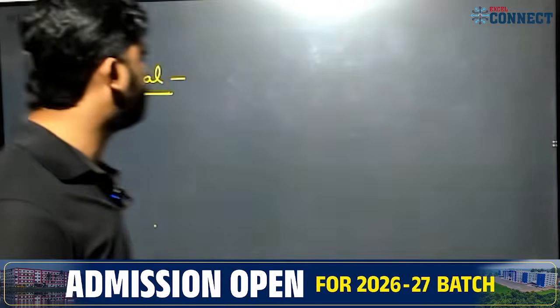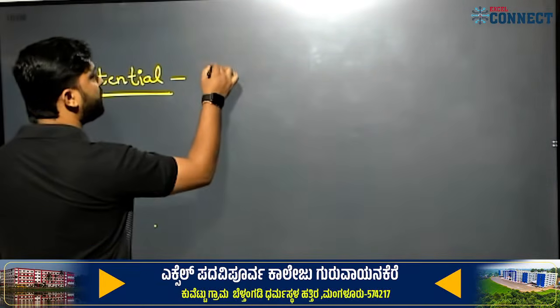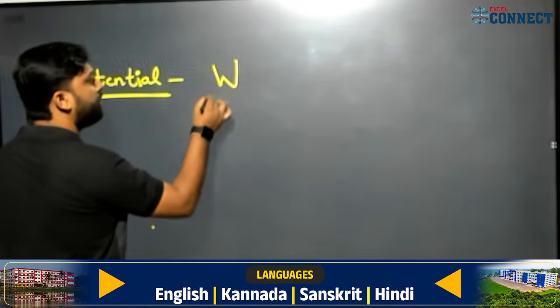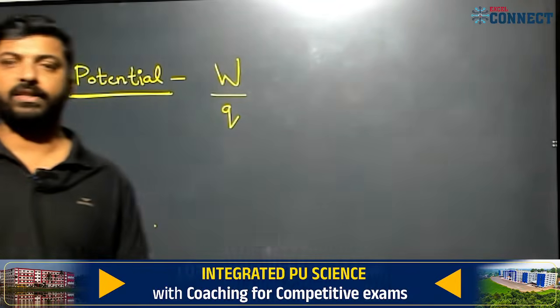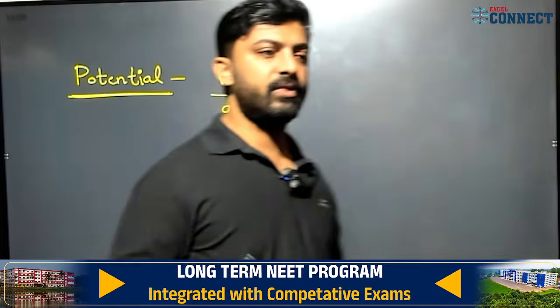Yes, Kushi R, right? W by Q, right? What is potential? It is defined as work done per unit charge, right? What is potential? It is work done per unit charge.